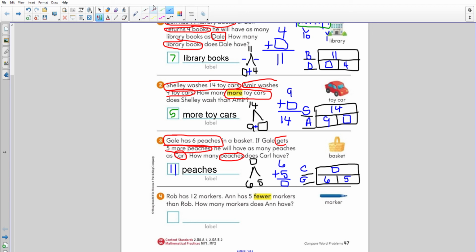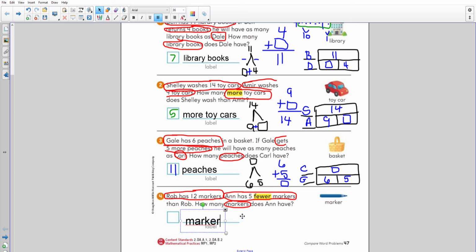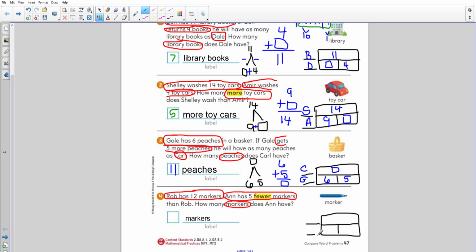All right, so boys and girls, here's my important information. I see 12 markers. Who has that? Well, it says Rob. Then it says Ann has 5 fewer markers. And in the equation, I see the question, I see how many markers. So I see that label waiting for me, and I'm looking for markers. Now, boys and girls, I'm thinking to myself, what do I know as I decide to use my comparison bar drawing? So I need to make my bars. Of course, the person who is at the top has more, and the person at the bottom has fewer.